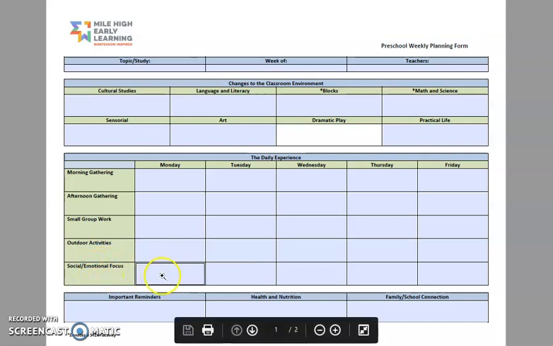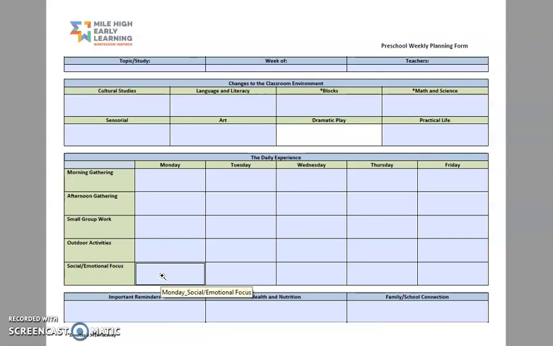We know that social and emotional skills is extremely important at this age group, so we want to make sure that we are being very intentional about what it is that we are planning for children in terms of social and emotional. So you should have some sort of activity that is focused on social and emotional skills and skill building.